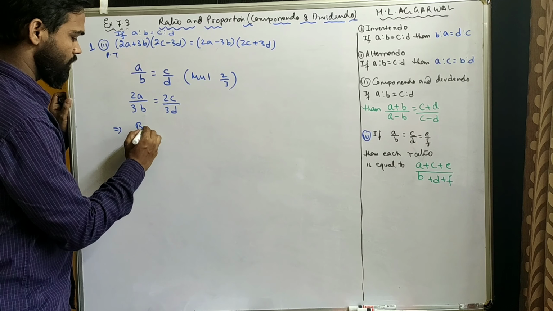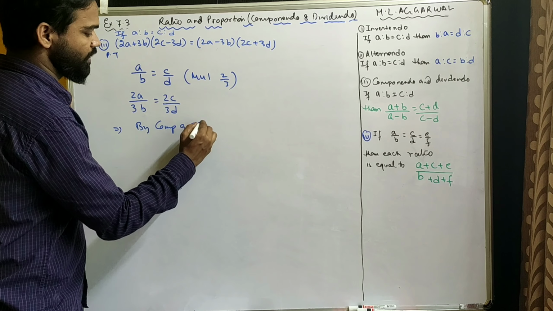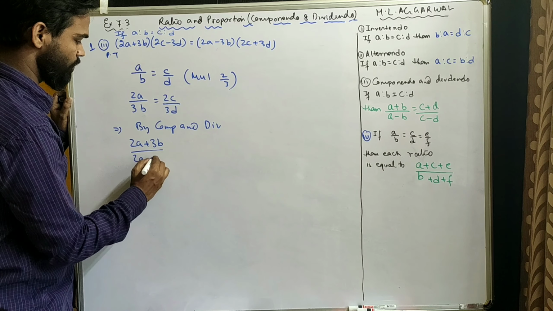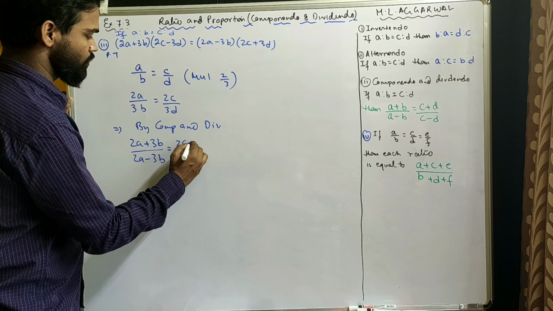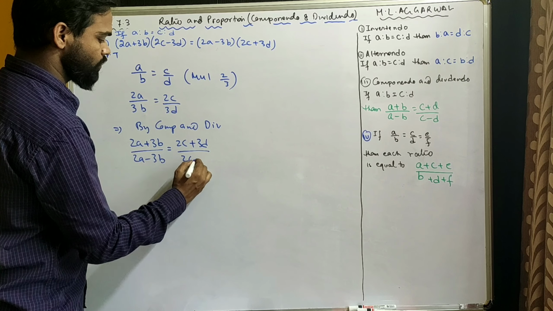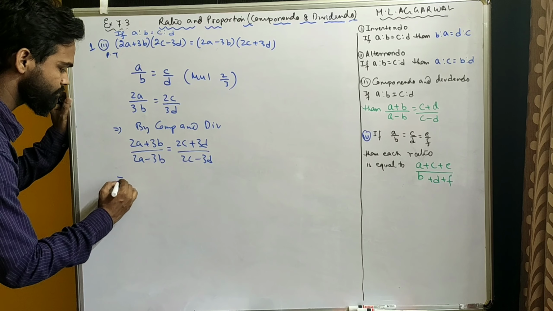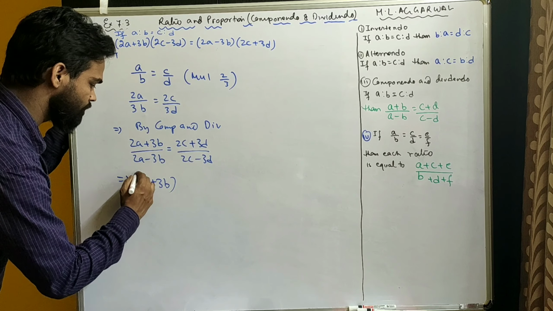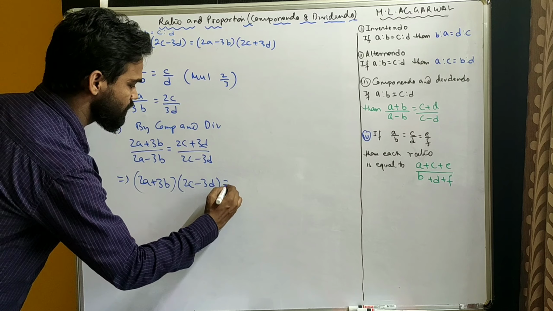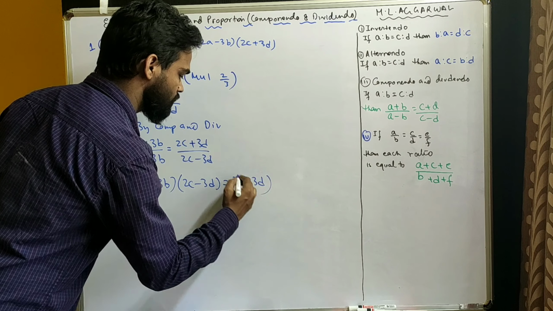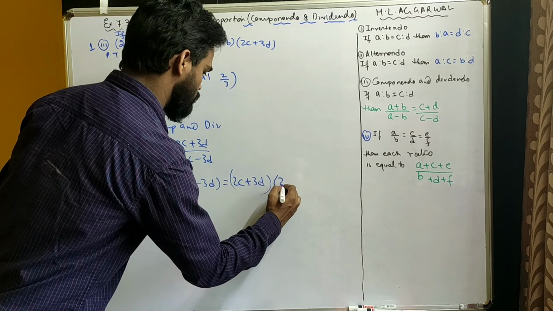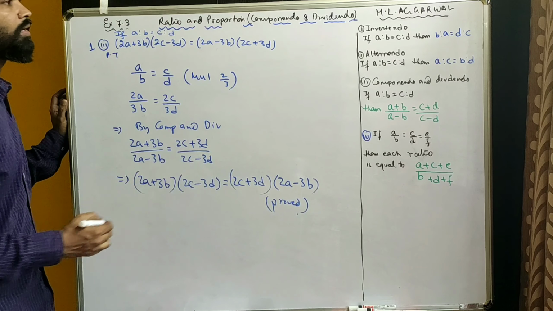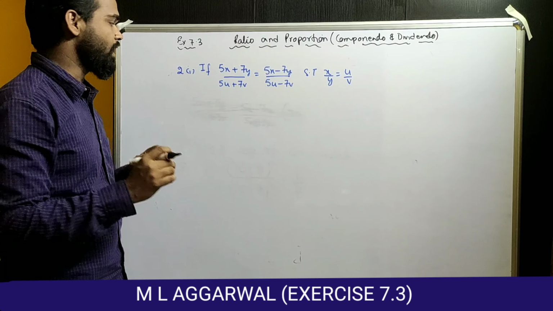Now, by componendo and dividendo, what do we get? Numerator plus denominator by numerator minus denominator is equal to (2C plus 3D) by (2C minus 3D). Am I clear? Then, if you cross multiply, this is (2A plus 3B) multiplied by (2C minus 3D) is equal to (2C plus 3D) into (2A minus 3B), which we were supposed to prove. Am I clear?